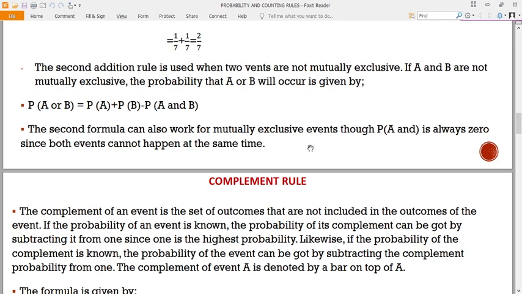And we see that this still works in the first example. However, the intersection is always 0 when the events are mutually exclusive, because they cannot happen at the same time. Then the other one is what we call the complementary rule.